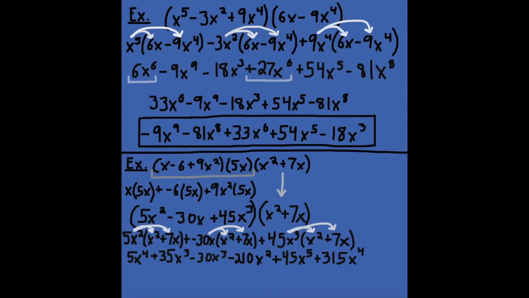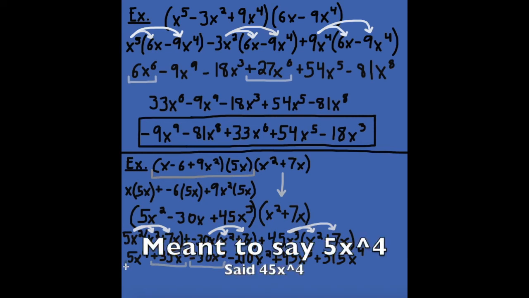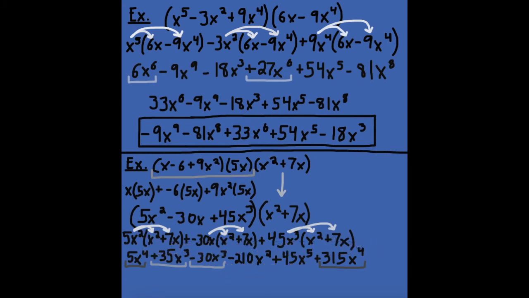Then, we combine like terms. 35x cubed and negative 30x cubed are like terms since both terms have x cubed in them. 5x to the fourth and 315x to the fourth are also like terms since both terms have x to the fourth in them. 35x cubed minus 30x cubed is 5x cubed. 5x to the fourth plus 315x to the fourth is 320x to the fourth.